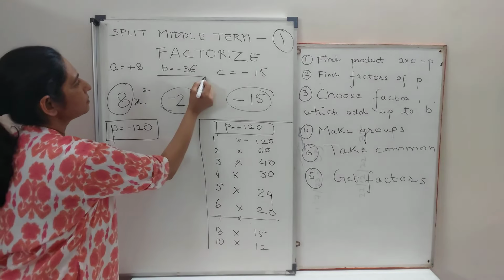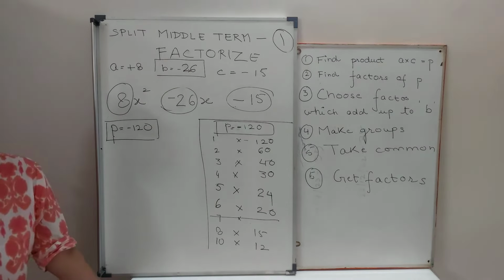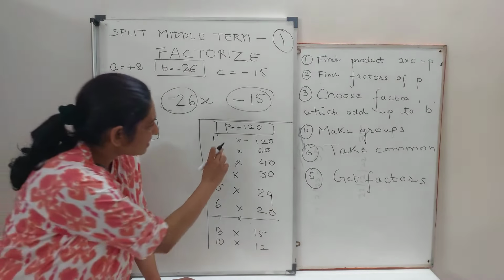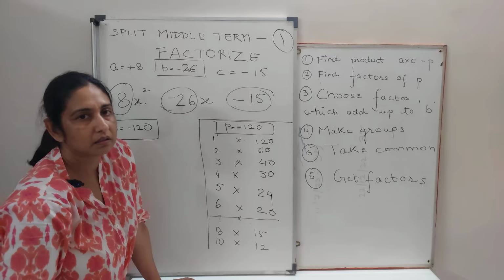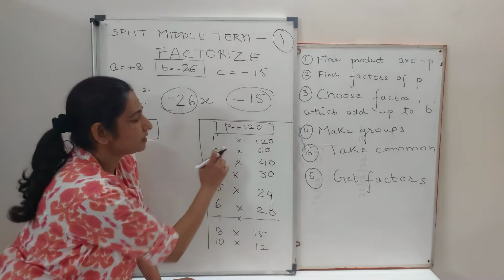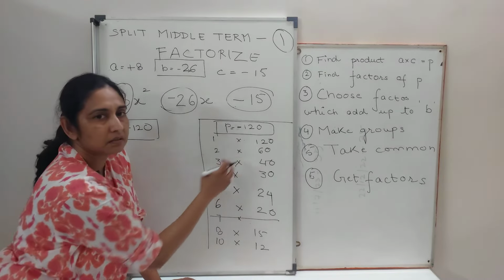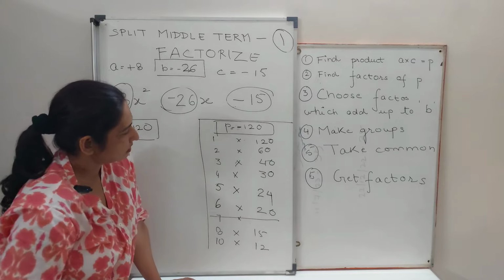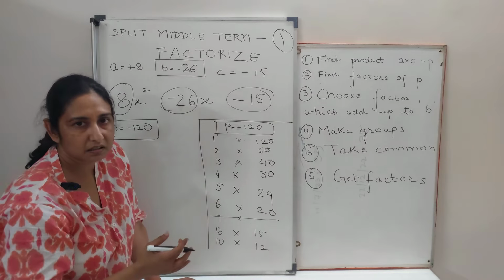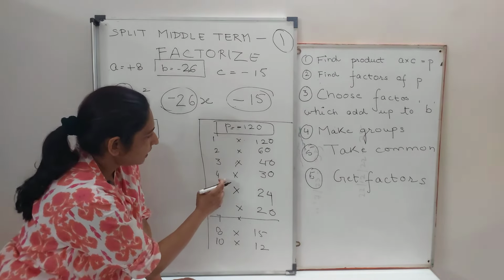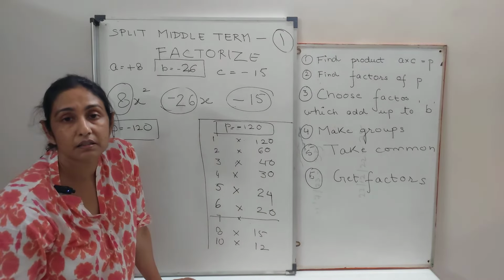What is b? b is minus 26. Okay. Now think, by adding or subtracting, any way, will you get 26 here? No. Will you get 26 from here? Adding or subtracting are the only two options. 26. 3 and 40: you can get 43, you can get 37, but you can't get 26. Okay. Here I can get 34 by adding and I can get 26 also by subtracting.